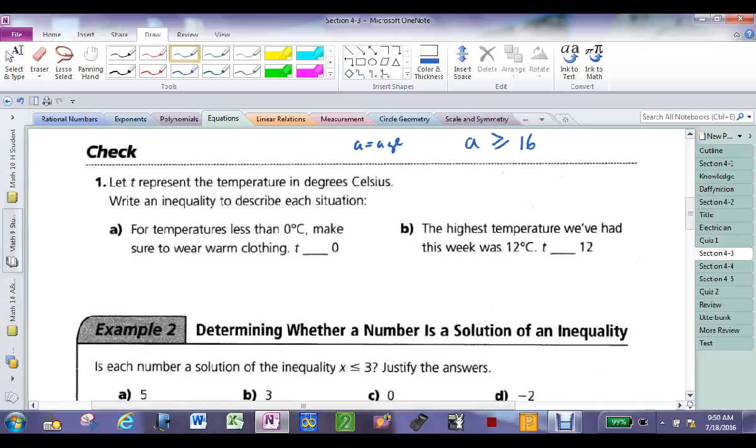T equals temperatures. You play Pokemon, probably. That was the Pokemon. Embarrassing. You can't get picky.